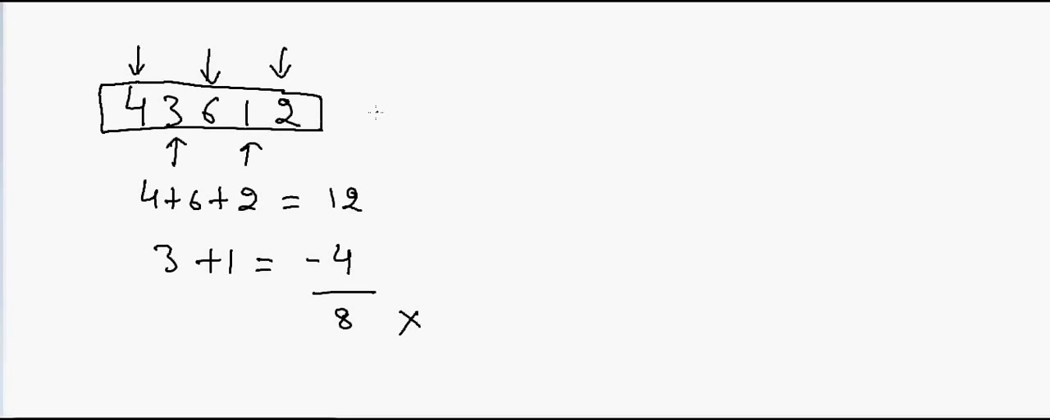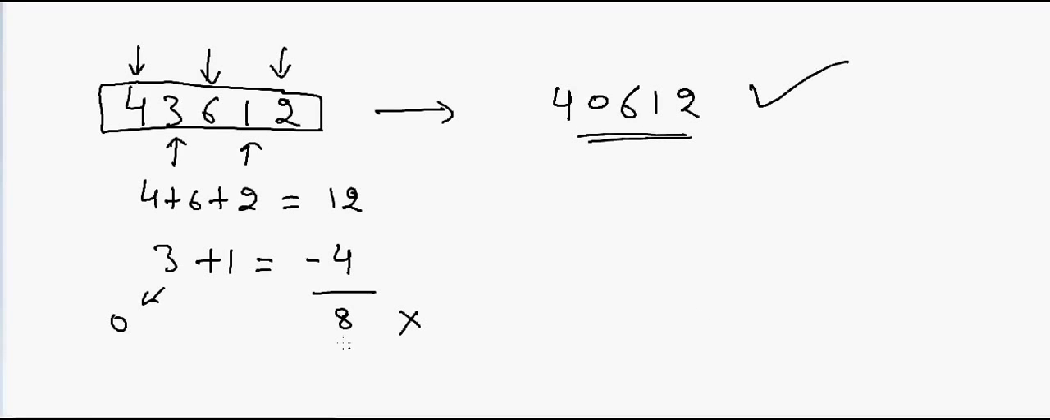But what can I do to make it divisible by 11? In that case, if we look here carefully, instead of 3, if I make this one 0, then this will be 1, and if I subtract 1 from 12, that will be 11. So if I make this modification, 4 0 6 1 2, then this number should be divisible by 11.